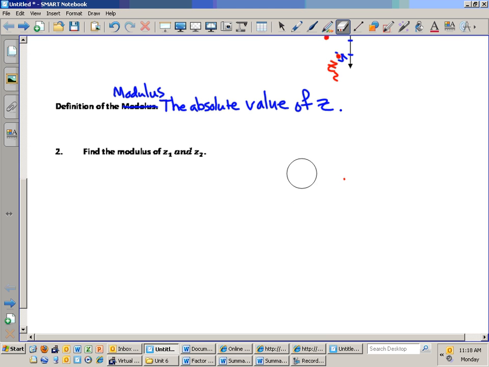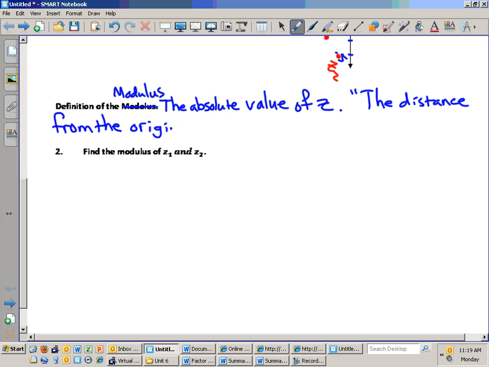Remember that absolute value is not talking about just making something positive. Absolute value is the distance from the origin. Well, on a number line, in the real number line, it's very easy to just say, well, negative 5 is obviously 5 units away from the origin.